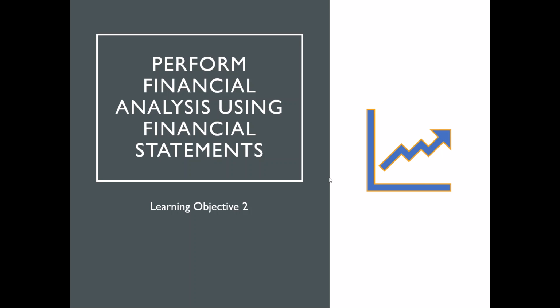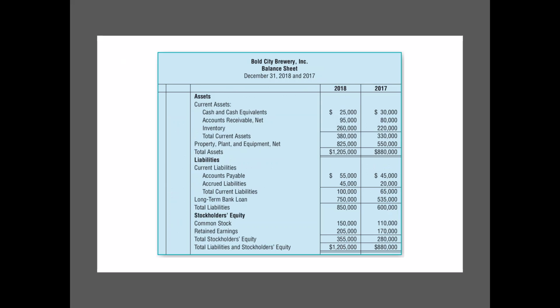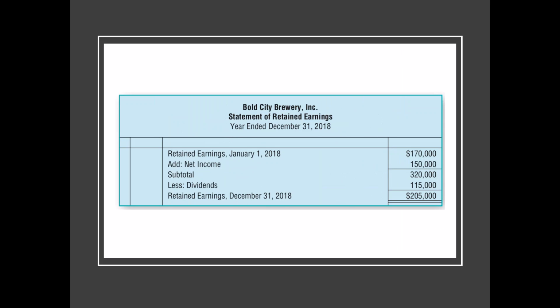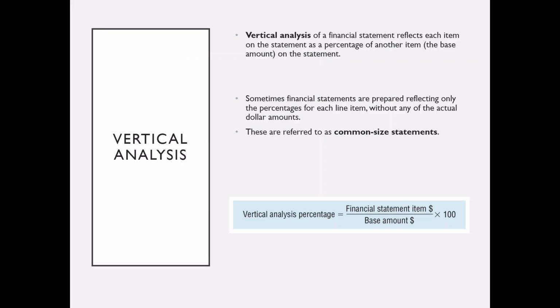Okay, so we're going to get into the nuts and bolts of the analysis of the numbers. So this should look fairly familiar. They're using Bold City because they've been using this example throughout, but this is a typical income statement, right? There's a balance sheet, there's a statement of retained earnings. These should all look familiar to you, and there's our statement of cash flow.